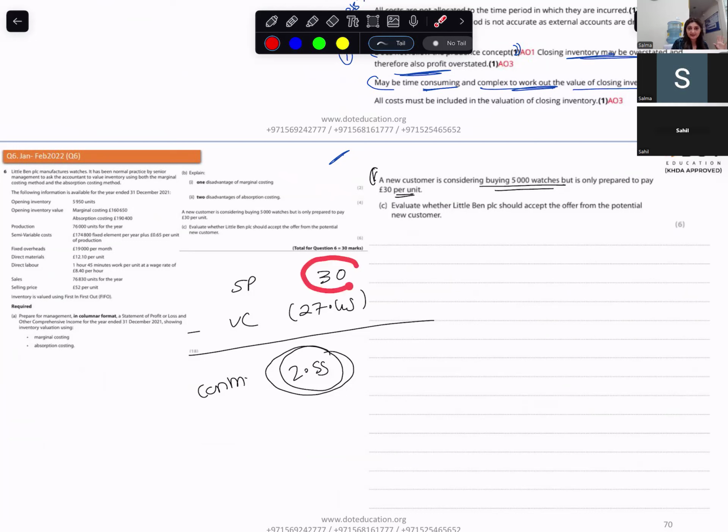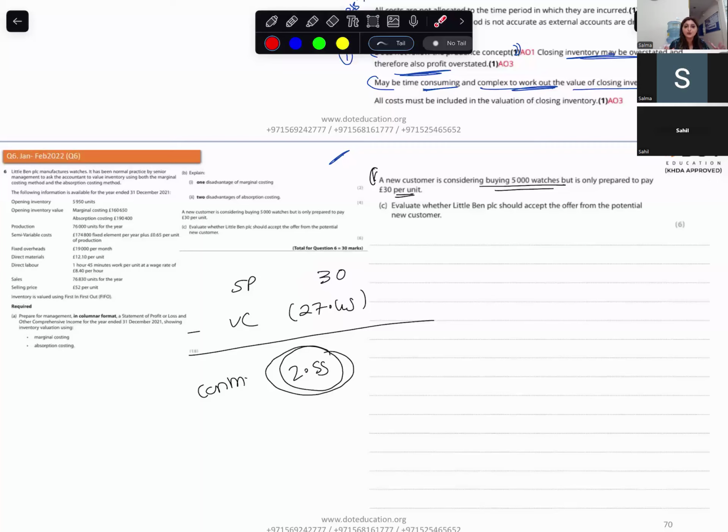Selling price is 30, variable cost is 27.45. The product is able to recover the variable cost, yes or no? It is. So the product is able to recover the variable cost for you, and he's a totally new customer. Should you accept the order or not?